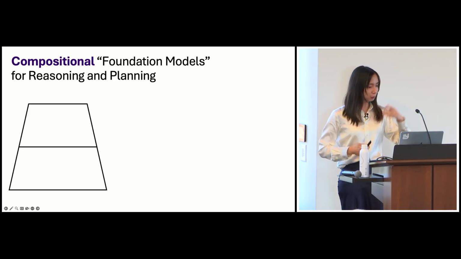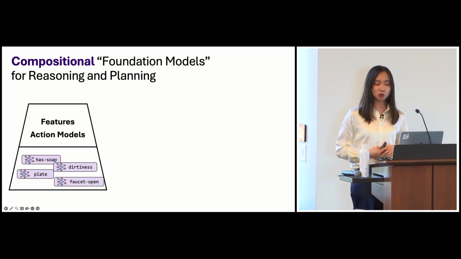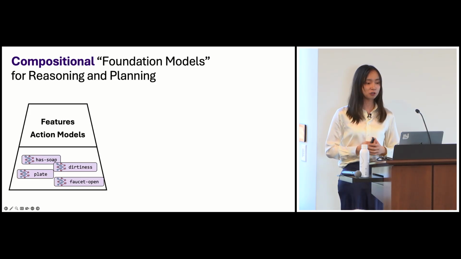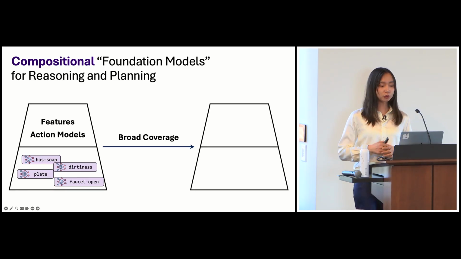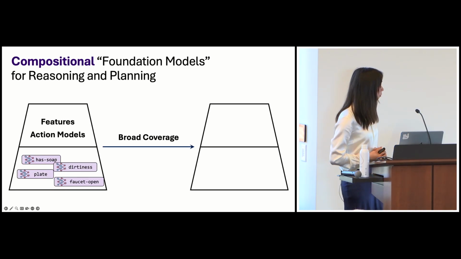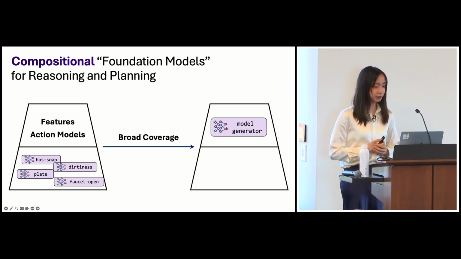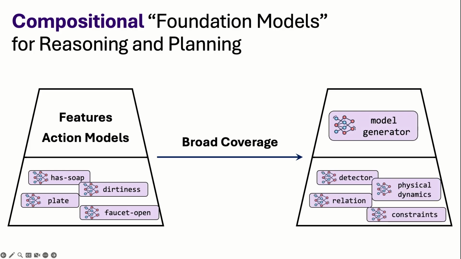So if you think about the original model that we have, features and action models, some of them are associated with neural networks, such as recognizing the state of an object, identifying a relationship, or trying to find values that satisfy a particular constraint. If you want to improve the broader coverage of this kind of system, I believe you need a model generator that can generate a features and action model of interest given the novel situation, and also be able to do all those kinds of recognition and constraint satisfaction solving problems in a broader coverage way.